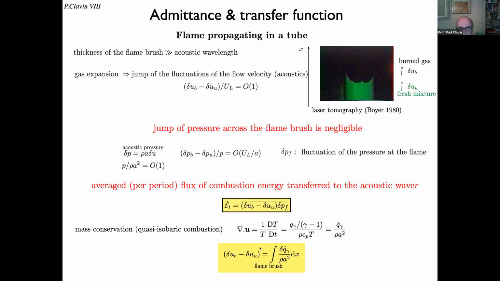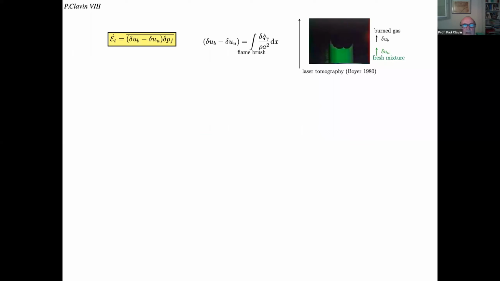So in this equation here, you have to introduce this expression. And when you introduce this expression in this equation, you obtain the flux of combustion energy which is transferred to the acoustic wave during one period, if you average over the period. Okay, so it is clear. This is very simple. Now, I have recalled the result here.